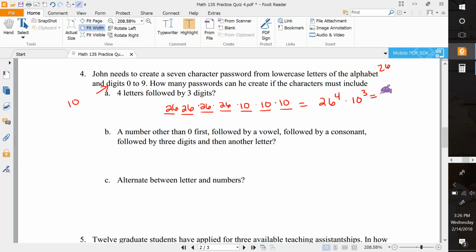I'm going to use my calculator on my other computer since this PDF keeps wanting to shut down. So 26 to the 4th is 456,976, and we're going to multiply that by 10 to the 3rd. So that becomes 456,976,000.